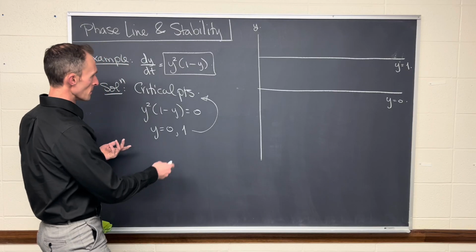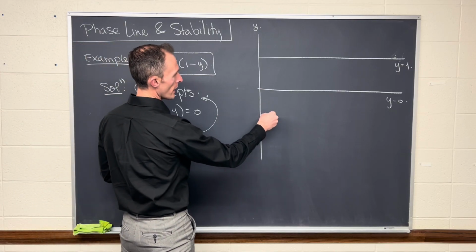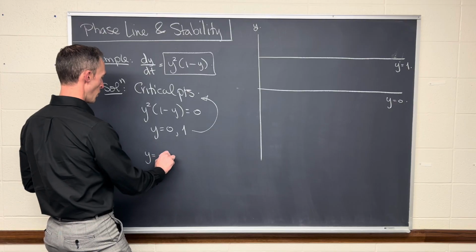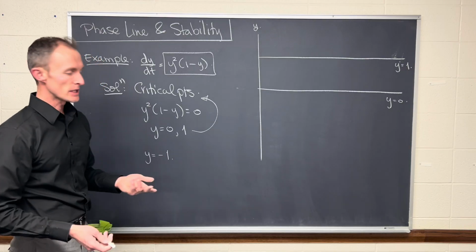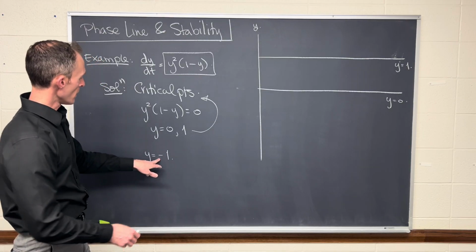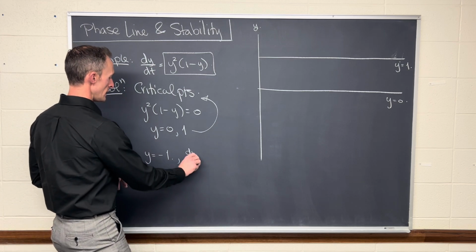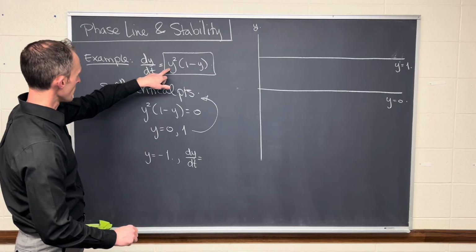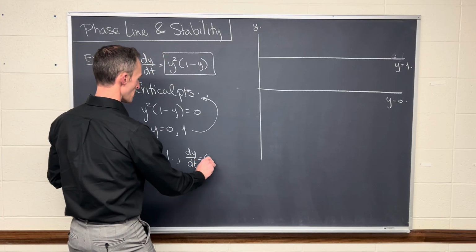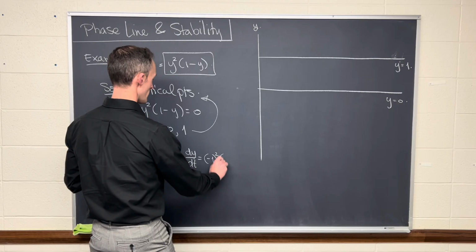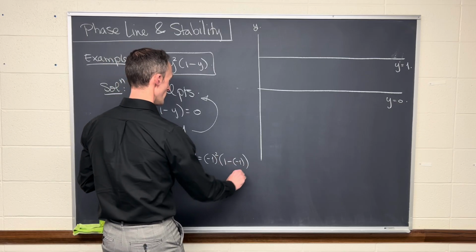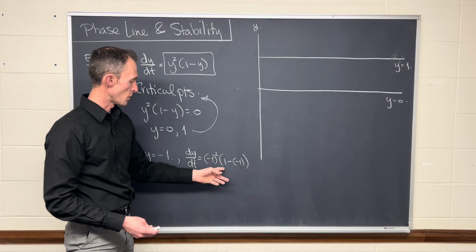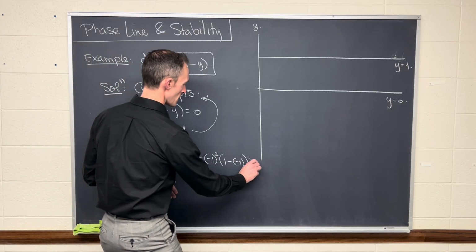So here's what I'm going to do. Choose a point below y equals 0. So say, for example, if I choose y equals minus 1, okay? Just to make your life easy. If I take y equals negative 1, then what is dy dt? Well, I go up to dy dt. If y is negative 1, I get negative 1 squared, so minus 1 squared times 1 minus minus 1. Now, I don't care what the number is. I just care if it's positive or negative. So negative 1 squared is positive. 1 plus 1 is positive. Okay, so that's bigger than 0.